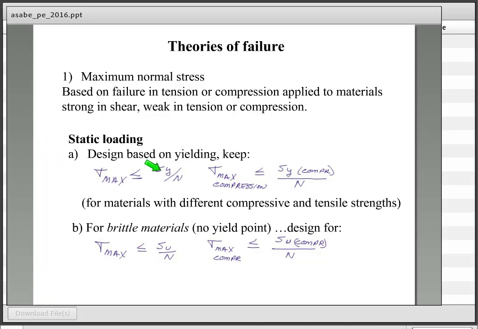The criteria, yield over your factor of safety, would be where you'd want to go with your maximum design stress. And for brittle materials, we don't have a yield stress, we have an ultimate stress capability. That is, it would fracture at some point, and we certainly wouldn't want to design up to that point. So we'd be designing for less than the ultimate stress divided by our factor of safety.